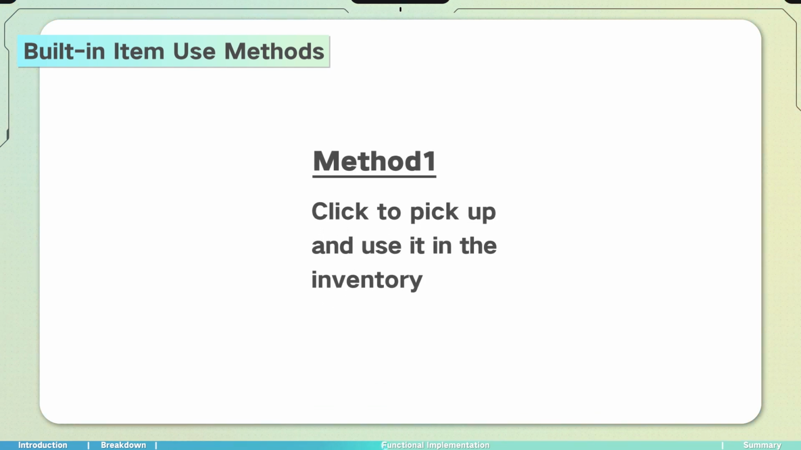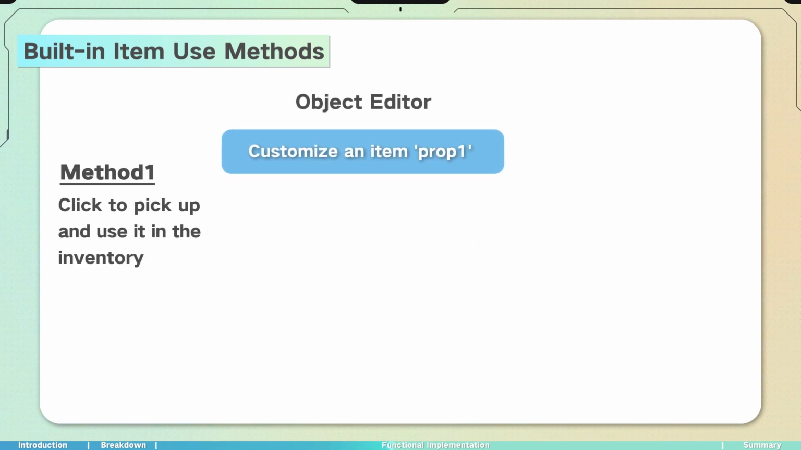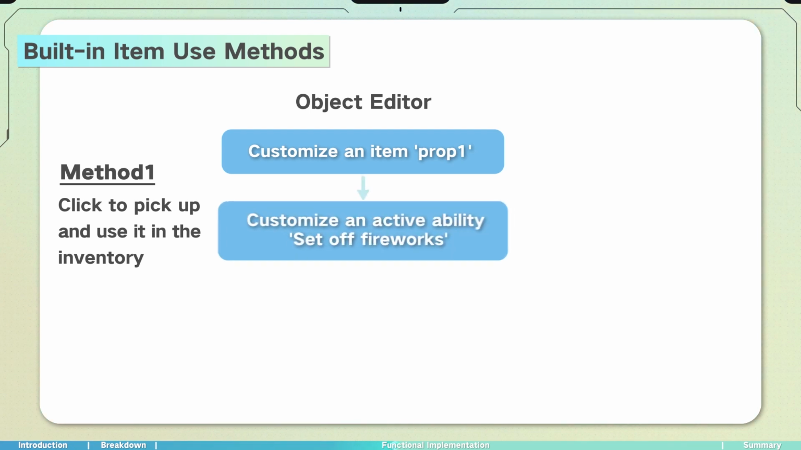The second part is the two built-in item use methods. The first method is clicking to pick up and using it in the inventory. This can be achieved in the object editor. First, we need to customize an item, prop 1, and place it on the map. We also need to customize an active ability, set off fireworks.